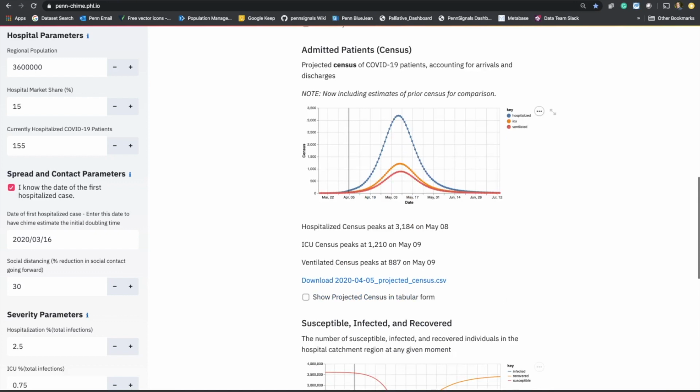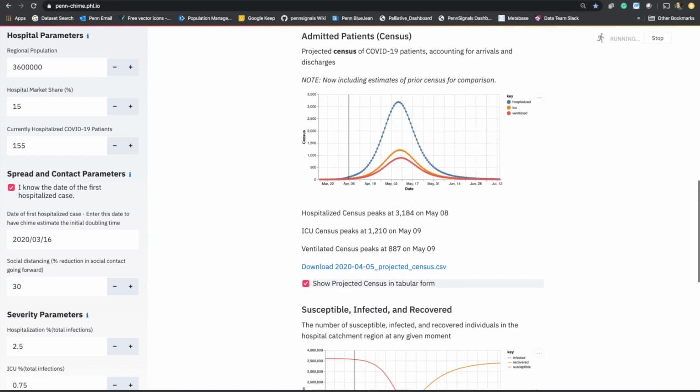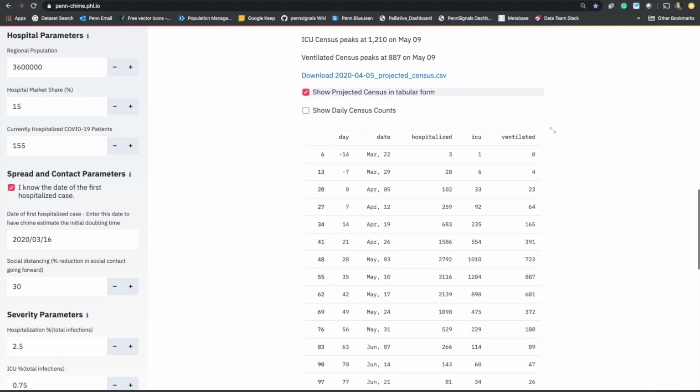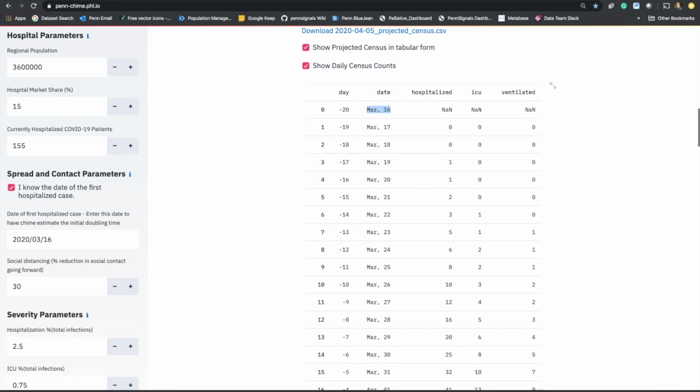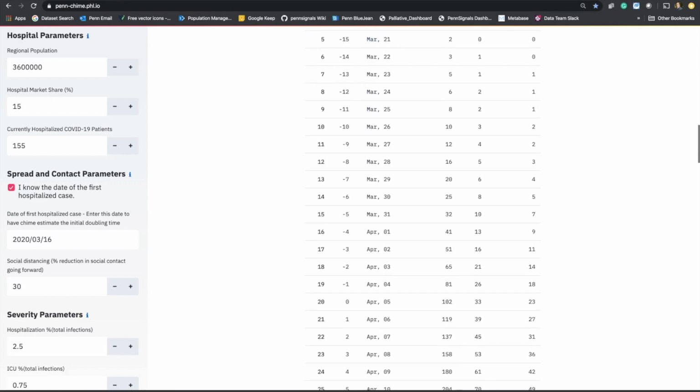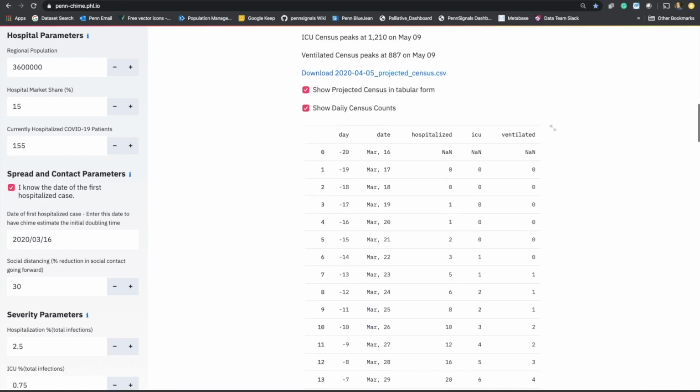So let me just expand this table so we can take a closer look. And what you can see is we have day 0, which is April 5th. We entered 155 patients, and CHIME is doing its best through a least squares error fit to match that point, as well as expand out here in the daily count. The March 16 of 1 admission, you can see you can't hit a perfect fit, but in doing its best, it's estimating a 102 patient census at April 5th, and first admission on March 19th.